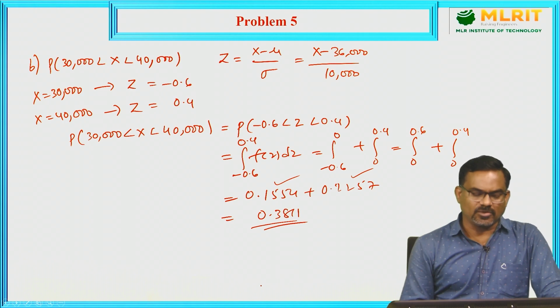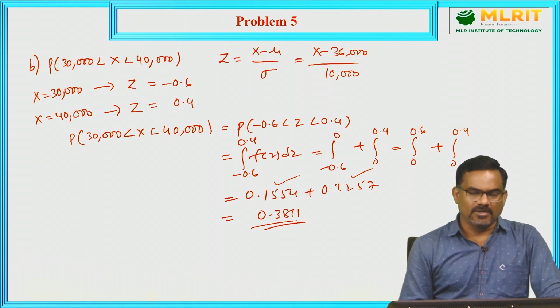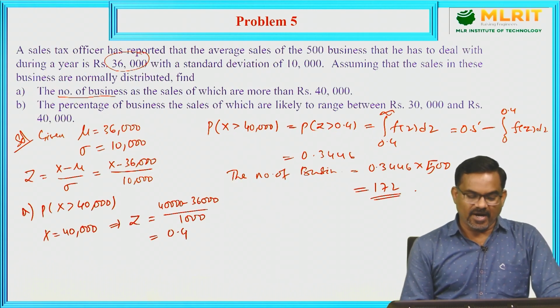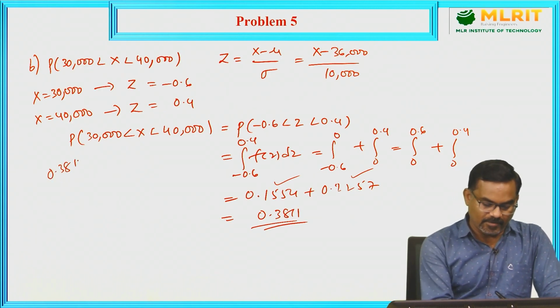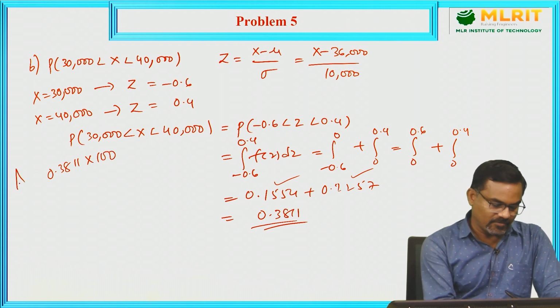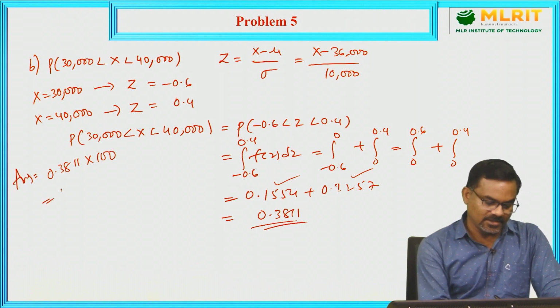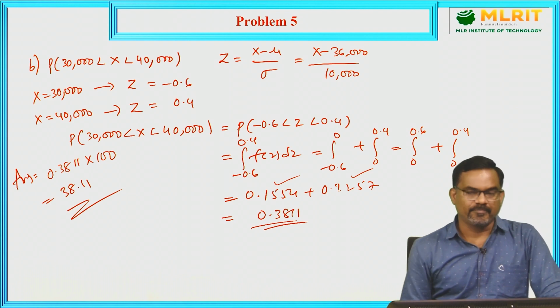Here the question is not to find the number of businesses. Here we need to find the percentage of businesses. So therefore 0.3811 into 100, so the required answer is 38.11.